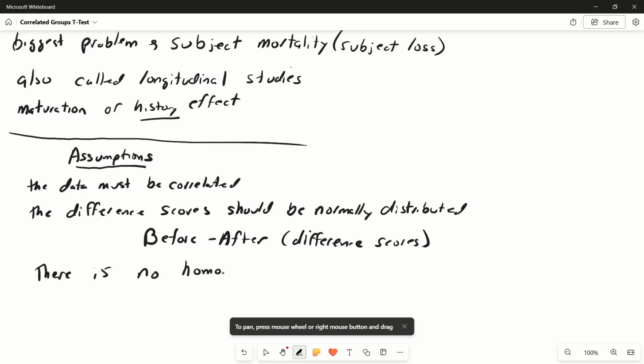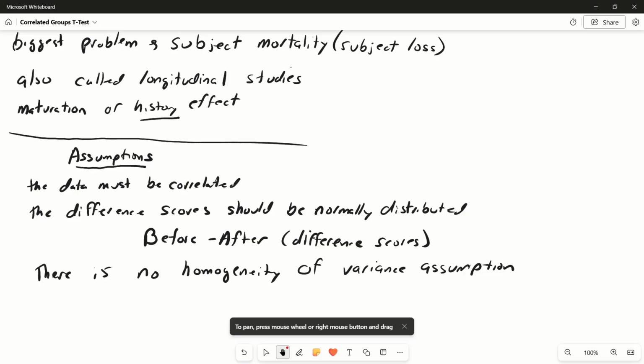There is no homogeneity of variance assumption. Remember, in the independent groups t-test, the population variances were assumed to be relatively equal, right? The larger variance should be no more than 4 times the smaller variance. That was for independent groups t. For correlated groups t, we don't have to worry about homogeneity of variance because we're only looking at one variance, and that's the variance of the difference scores. We're not looking at 2 groups, we're looking at one.